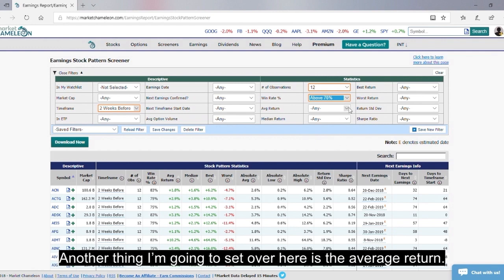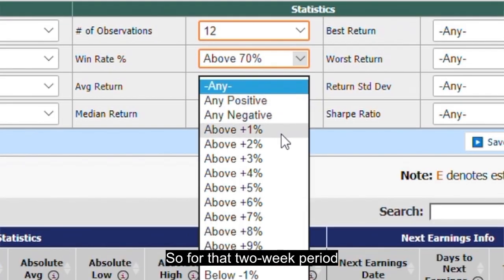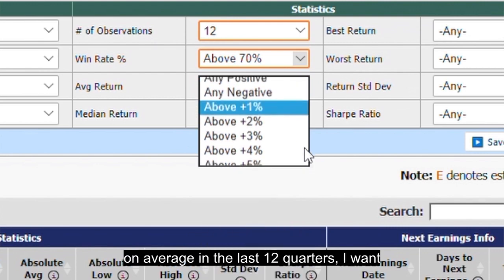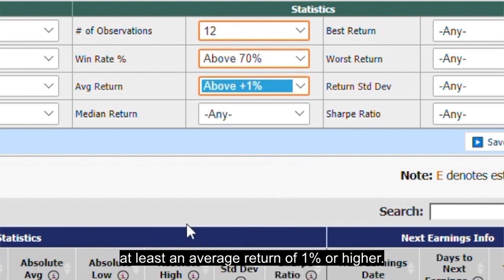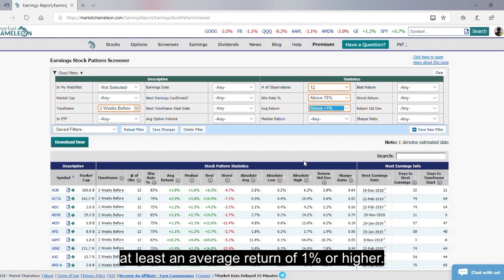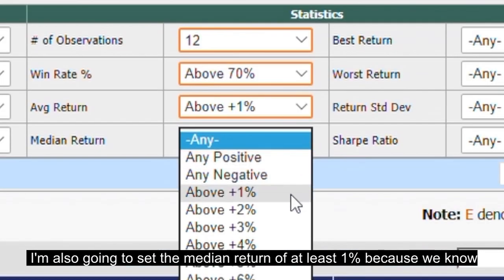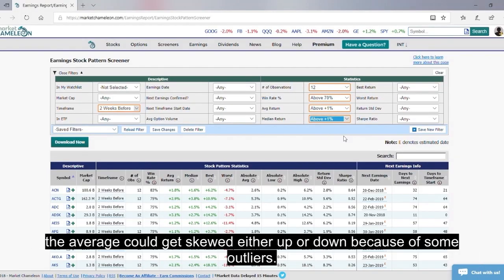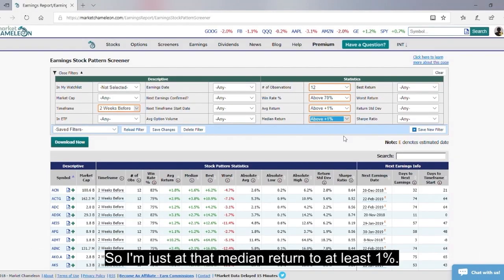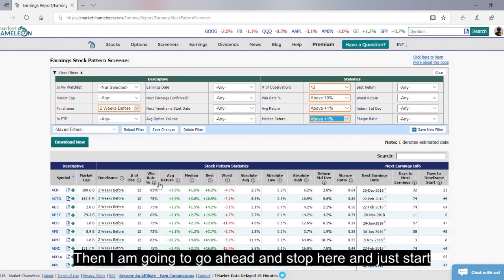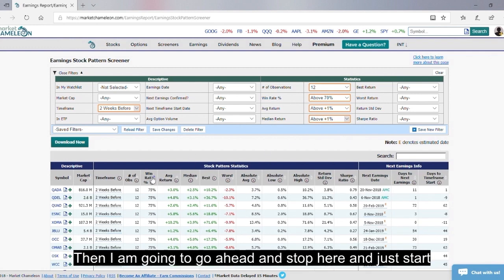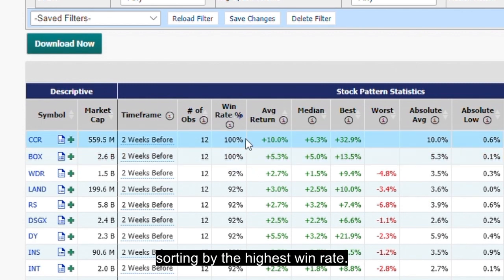Another thing I'm going to set over here is the average return. So for that 2-week period, on average in the last 12 quarters, I want at least an average return of 1% or higher. I'm also going to set the median return of at least 1% because we know the average could get skewed either up or down because of some outliers. So I'm going to set that median return to at least 1%.